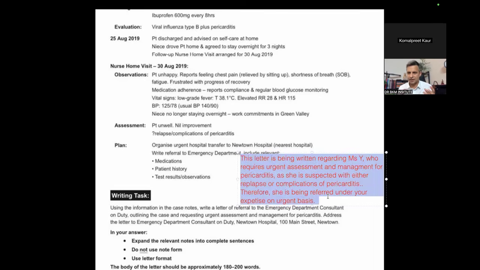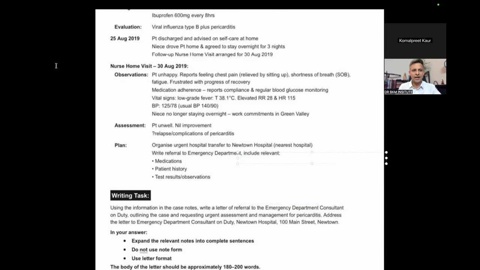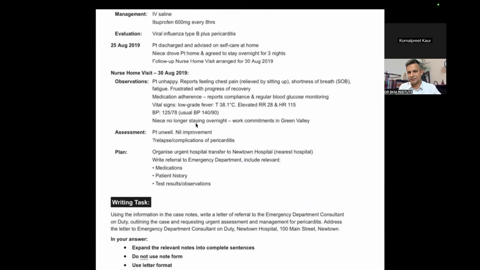This letter is being written regarding Mrs. Y. This paragraph is fine. You are marching towards 350, 400, 450 scores. So that is what we need. Now I have to restrict the data. So last visit I have seen.